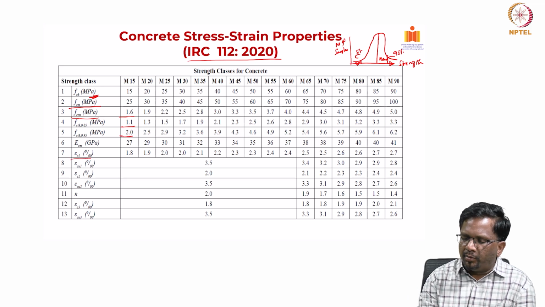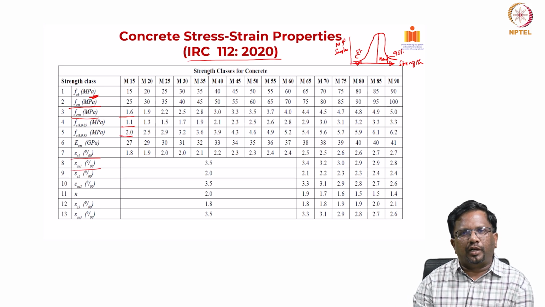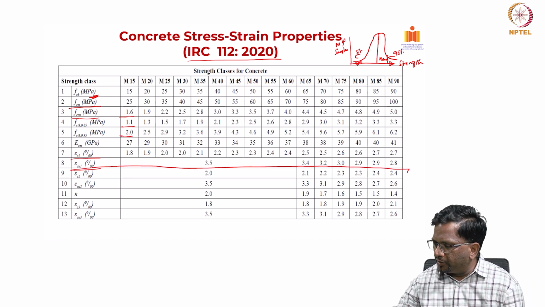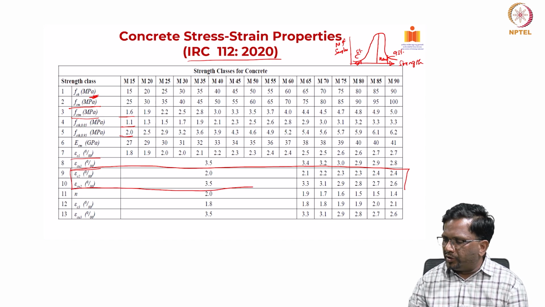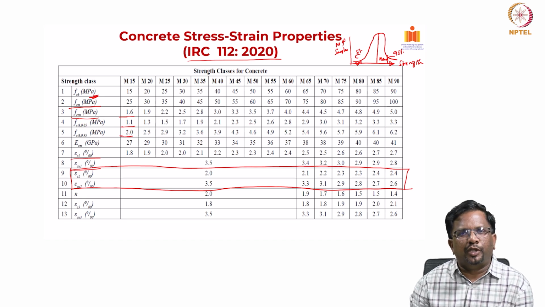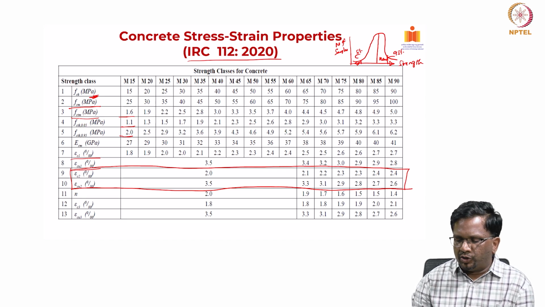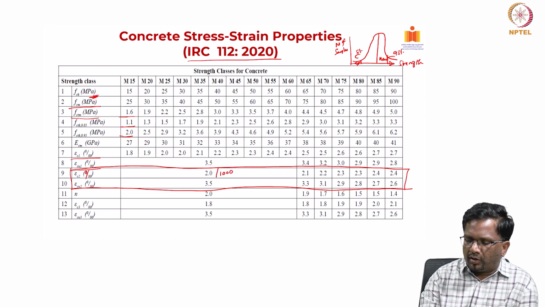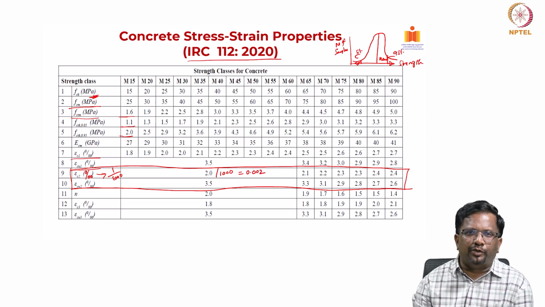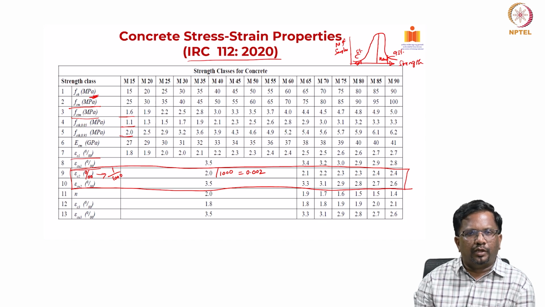And these are your actual material properties defined by IRC 112, but what we use are these particular values, epsilon c2 and epsilon cu2. As you can see here, up to 60 megapascal, the code has kept the peak strain as only 2. This also 2, I have to divide by 1000. So this symbol indicates that this value has to be divided by 1000. So 2 divided by 1000 is nothing but 0.002, exactly the same value epsilon prime c that we have taken as 0.002.